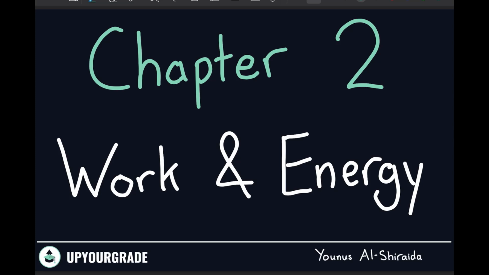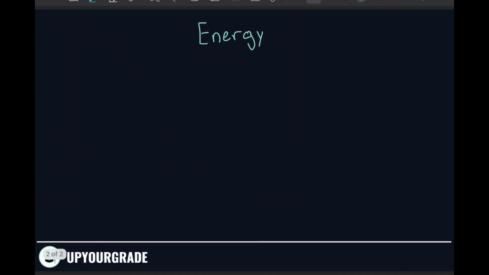The second chapter of physics on the MCAT is one of the most important in the series, and it covers work and energy. So we're going to begin with a quick talk about what energy is and the different forms that it can take. This chapter deals with mechanical energy. And this can be split into two different types, and this is very, very important.